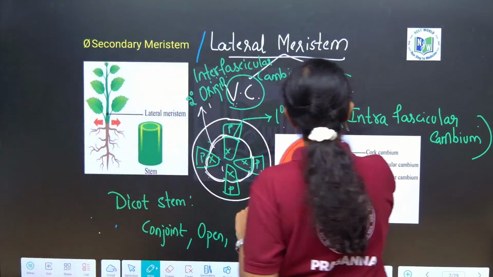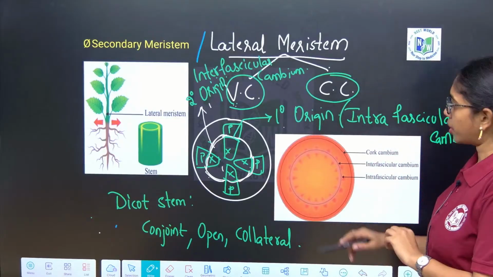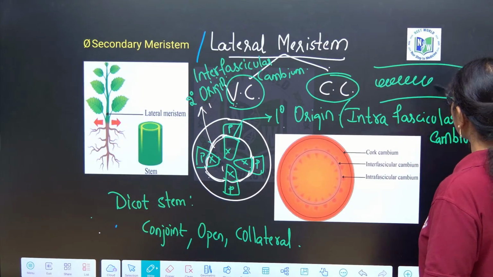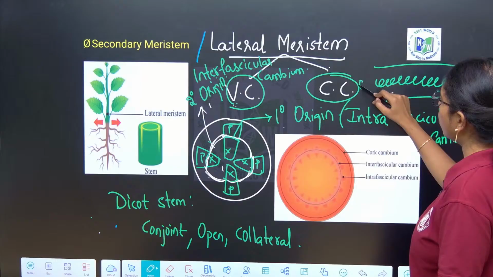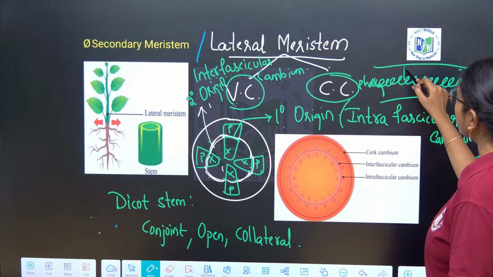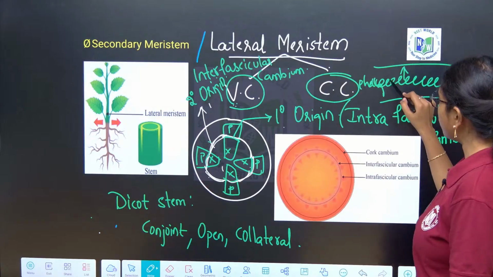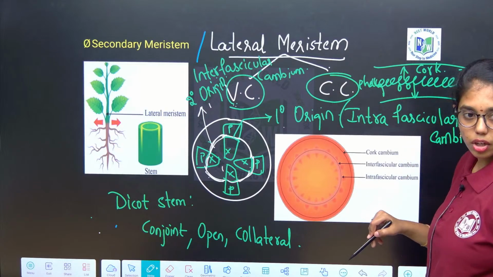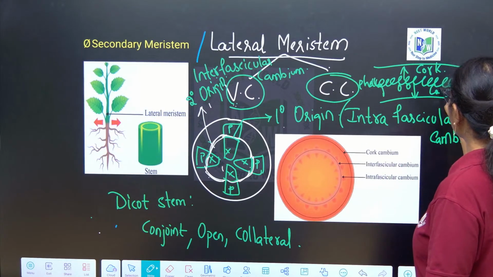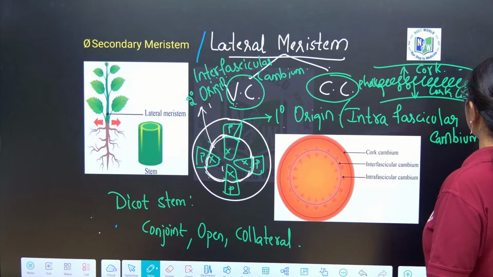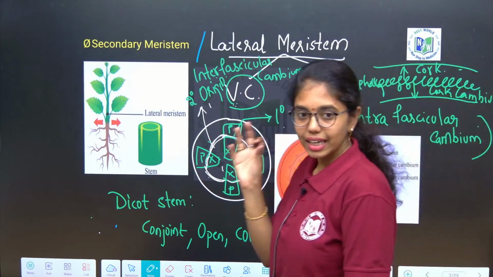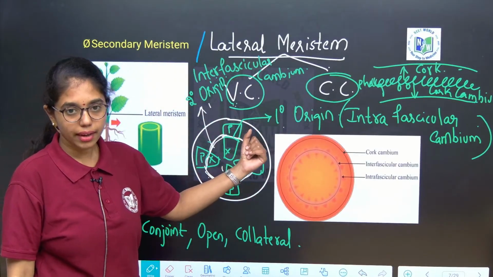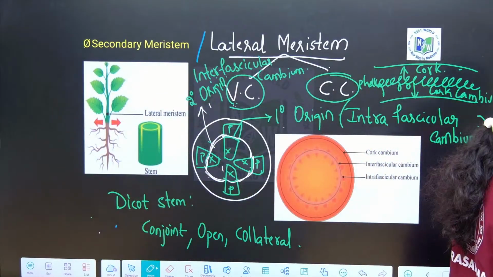Now, cork cambium is present where? In the cortex region. In the cortex region, the cork cambium, which is also called phellogen, will divide and form new cells towards the epidermis. You will call them cork cells, and new cells which are formed towards the endodermis are called secondary cortex. That's it. You have got a clear idea about the secondary meristems, both the vascular cambium and cork cambium. Clear, right? Next, online students, any doubt anywhere you can ask me.